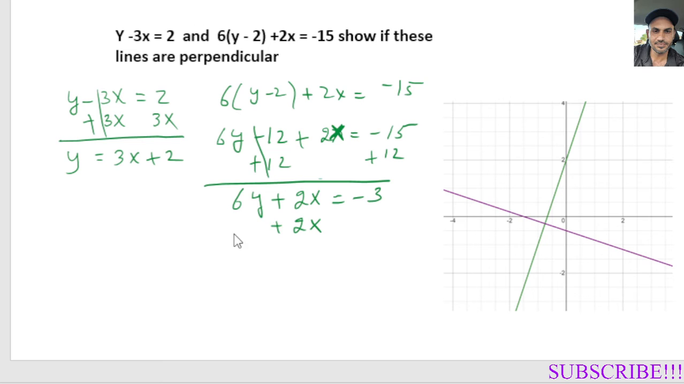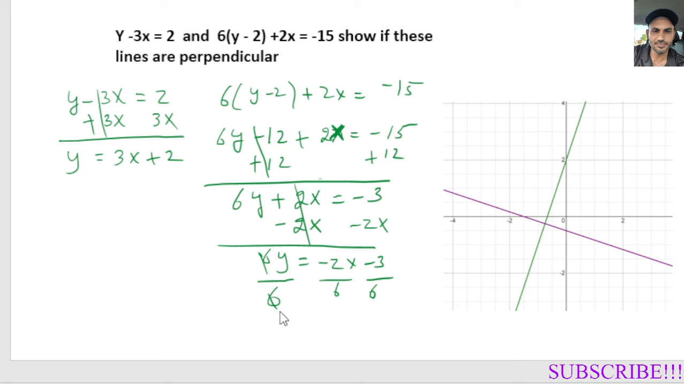Now we eliminate 2x from both sides, and from the left side to separate our y. So this has to be subtracting 2x, not adding 2x, because we have plus 2x, so we subtract 2x and we get rid of this. We have 6y equals negative 2x minus 3, and then we go ahead and divide both sides by 6, so every term is divided by 6.